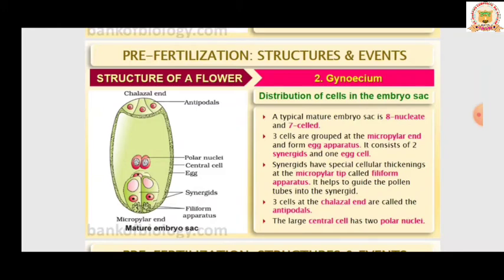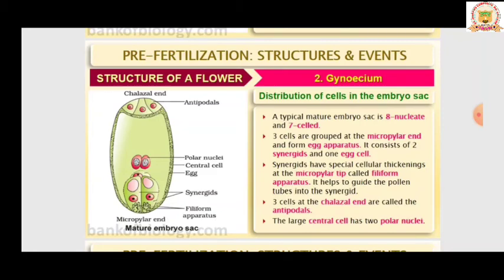Have a look at the mature embryo sac structure. A typical mature embryo sac is an 8-nucleate and 7-celled structure. Among that, 3 cells are grouped at the micropyle end. At the micropyle end you are going to find a filiform apparatus. Near that you are going to see the egg apparatus. It consists of 2 synergids and 1 egg cell. You are going to get a single egg cell on the upper part of the synergids.